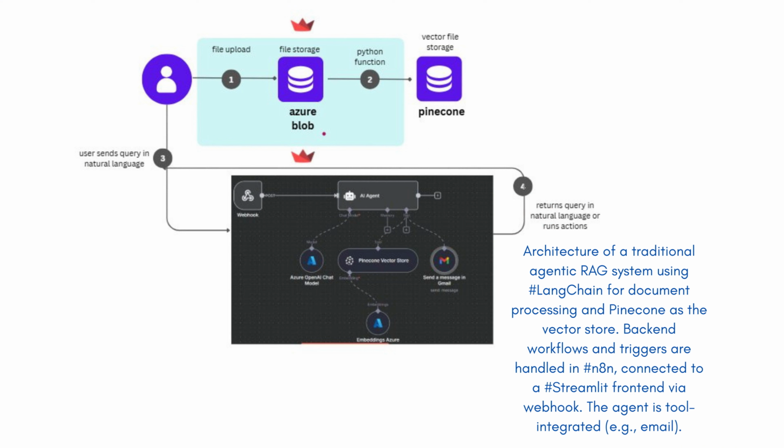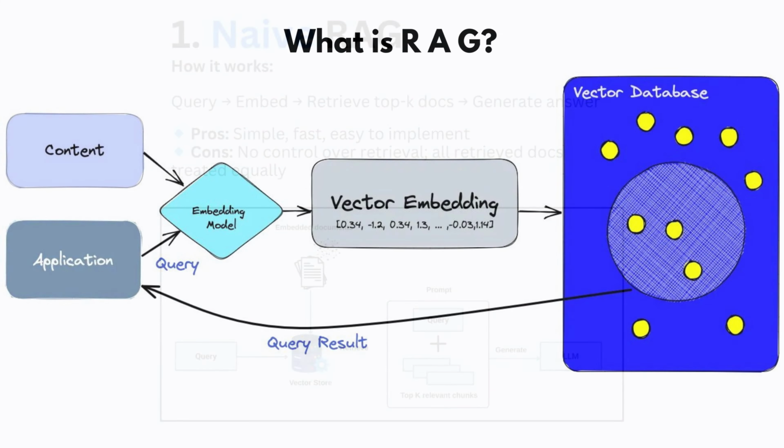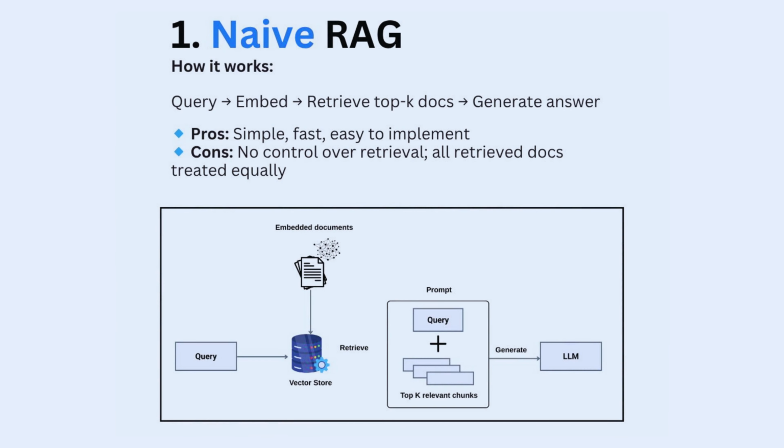Let's start first things first. What exactly is Retrieval-Augmented Generation? RAG is an innovative AI framework that takes LLMs, those powerful LLMs like GPT, and makes them even smarter by hooking them up to external knowledge sources.